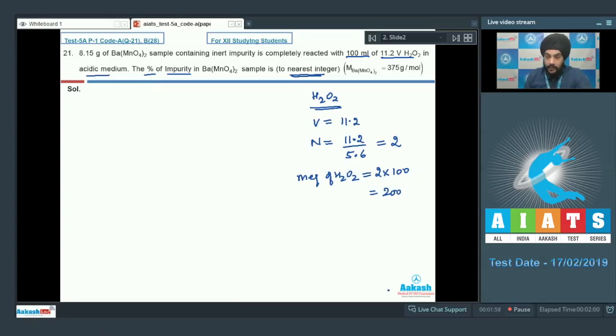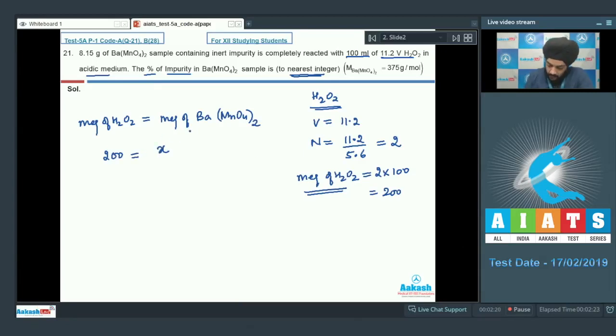Now we can equate the MEQ of H2O2, which we have just found out, to the MEQ of BaMnO4 present inside the sample. So we have MEQ of H2O2 equal to the MEQ of BaMnO4 whole twice. We have 200 on the left hand side, and if we assume that there are X grams of the BaMnO4 whole twice present in the sample, then the moles can be found out. We have to divide it by the molar mass. And now we have to find out the N factor.